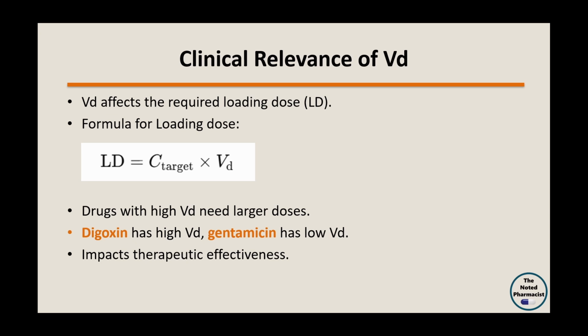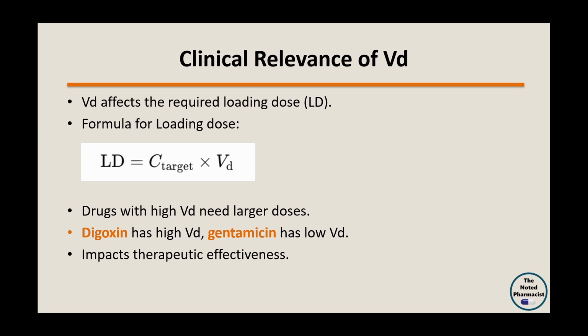Volume of distribution, or V, describes the extent of a drug's distribution throughout body tissues relative to the blood plasma, significantly influencing the required loading dose, LD, to achieve a target steady-state concentration. The loading dose can be calculated by multiplying the target concentration by the volume of distribution, where target concentration is the desired drug level, and volume of distribution is the extent of drug distribution in the body.